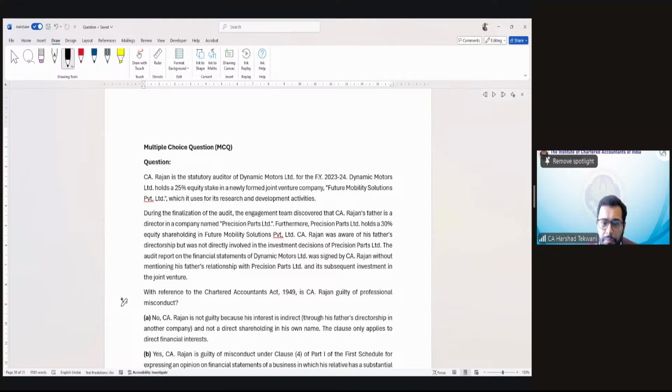Sir, without ascertaining the requirement of section 225, which means as per section 141, disqualification is to be ascertained. So is CA Rajan disqualified in this scenario? Yes, sir. Yes or no? Is he disqualified? Yes, sir. He is disqualified.